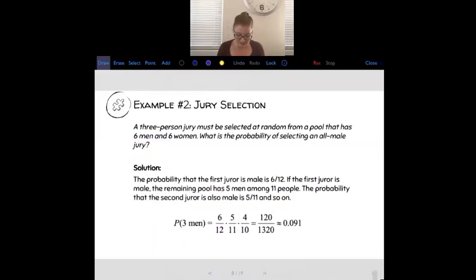So what this looks like is the probability of 3 men would be 6 out of 12 times 5 out of 11 times 4 out of 10. Okay. So again, just talking about multiplying fractions, the way to get 120 is to take 6 times 5 times 4, and the way to get 1,320 is to take 12 times 11 times 10.